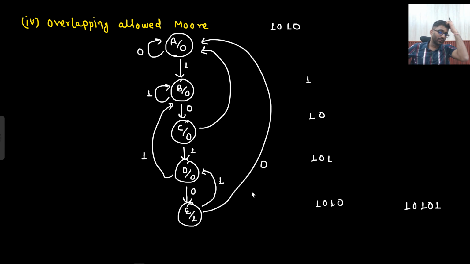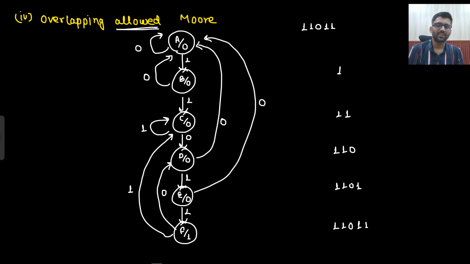So I hope you are able to do it on your own now, because now this 101 combination is useful. What if the next bit is 0? Then again I am detecting my output, right? So I hope you are understanding. I hope you must have done it. So these examples we have seen.